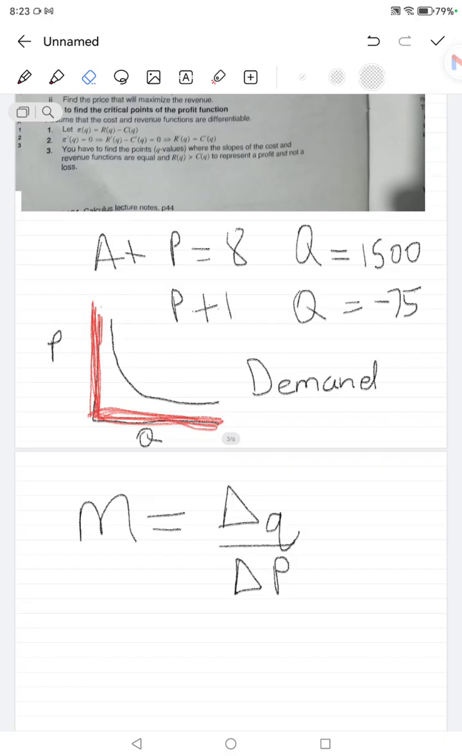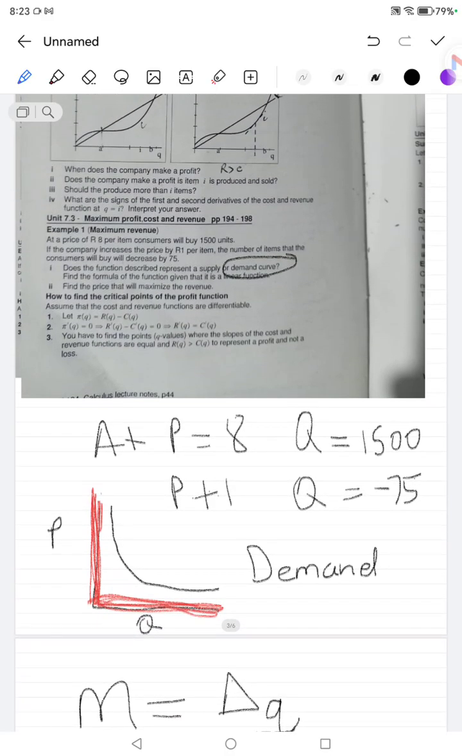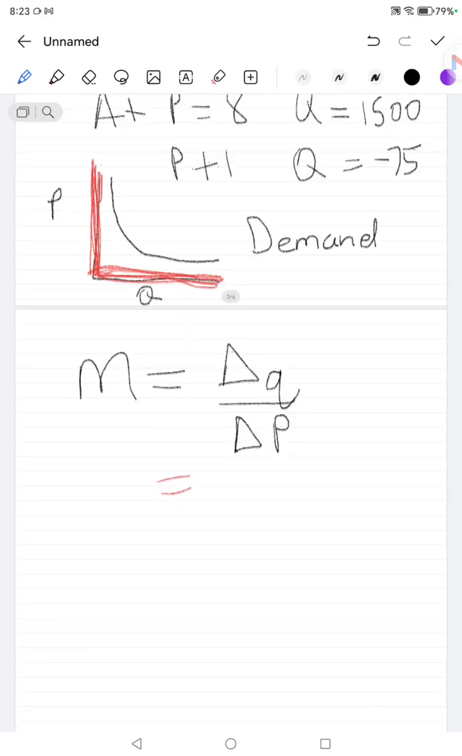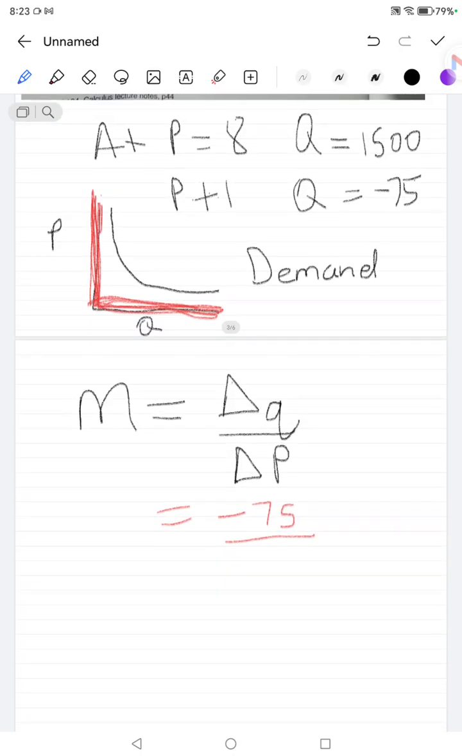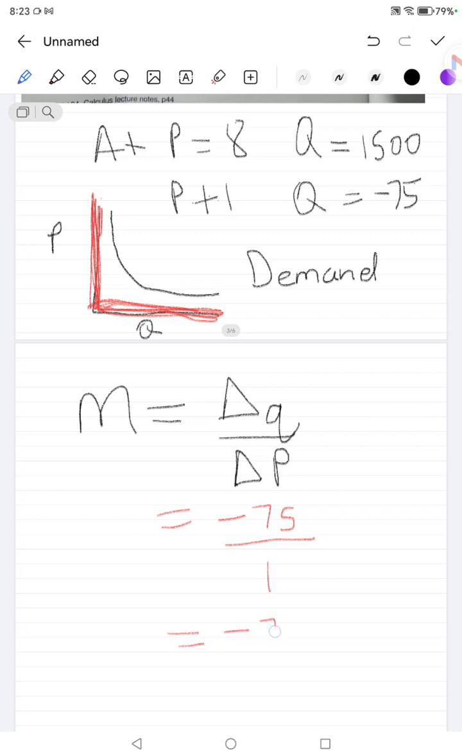Just relax and see between the two which one goes at the top and which one goes at the bottom. If you read this statement clearly, you will see that they've already given you your change in Q over your change in P. Your change in quantity is going to be minus 75. Since they're saying it decreases, your change in P, the price, is going to be 1, which means your slope, your m, is going to be minus 75. So that's one way to describe your slope.